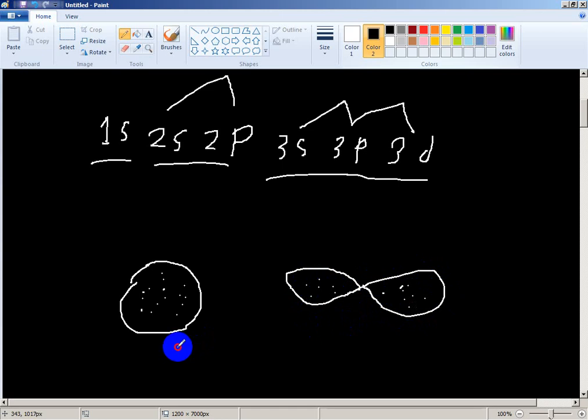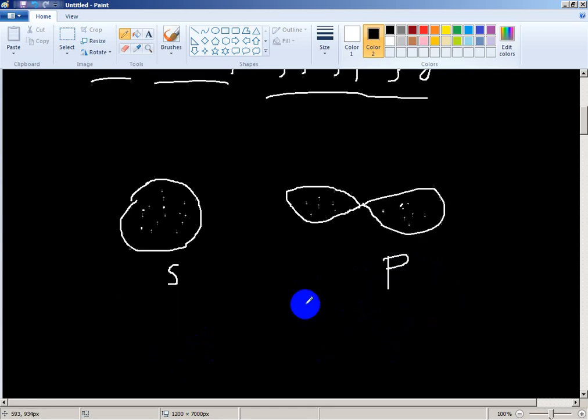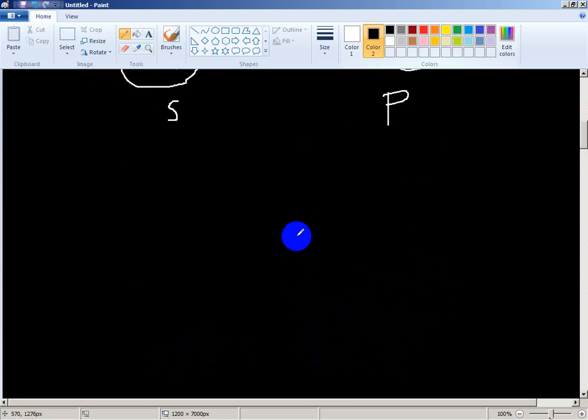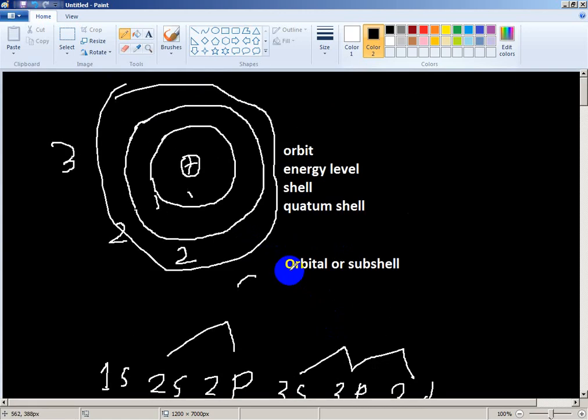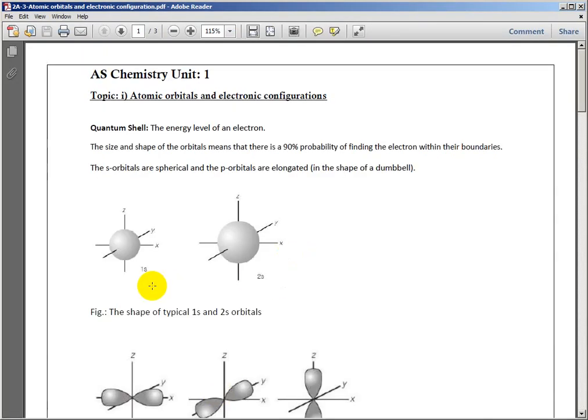Sorry, this is the p orbital. And the d orbital shape is double dumbbell. The d orbital shape is like this way.